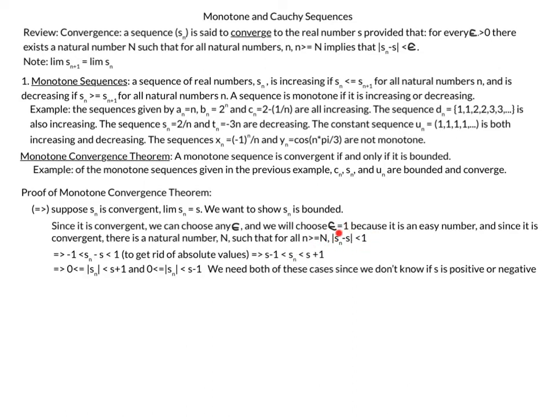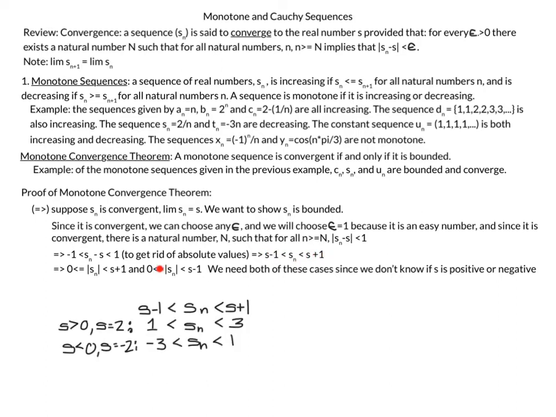Manipulating this part algebraically, I can get rid of the absolute values by letting Sn minus s be between -1 and 1, and then I can add s to both sides to get Sn is between s minus 1 and s plus 1. To show you what is going on here, because I can't really visualize a lot without an example, I've written this here.